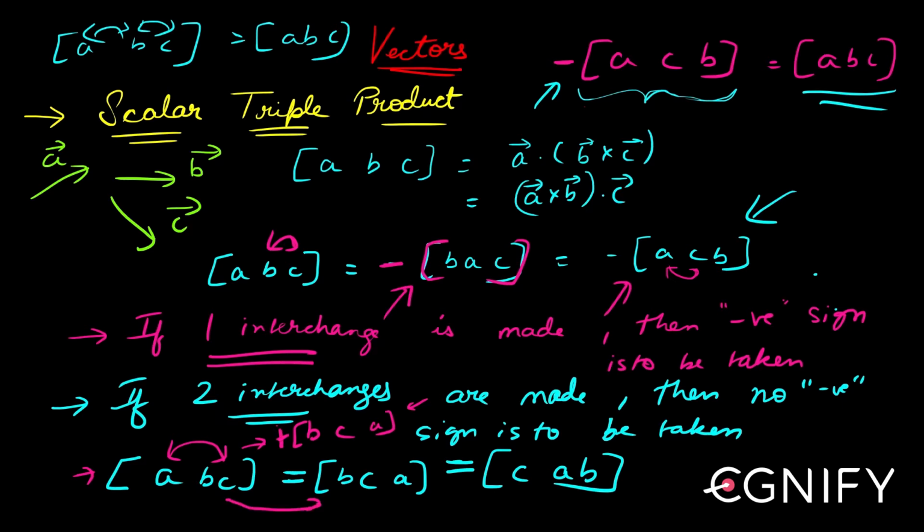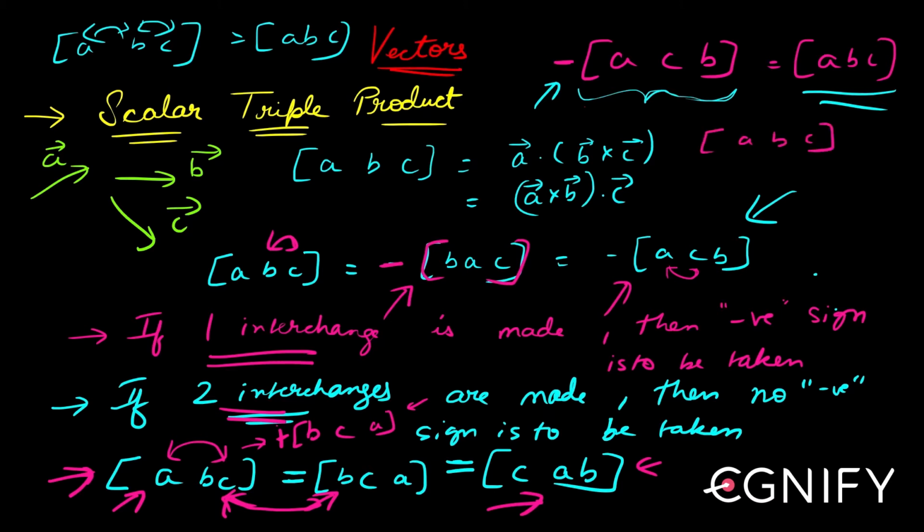That is the reason why this and this are equal, because to get this from this, you are making two interchanges. Similarly, to get this from this, you are making two interchanges, and that is the reason why there is no negative sign outside here. There is a plus sign. There is no sign, that means there is plus sign, right? So just verify that for yourself. If you make two interchanges, you will get this. Let's actually look at that now.